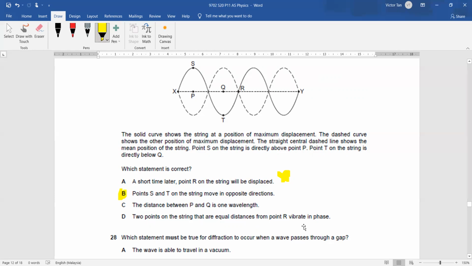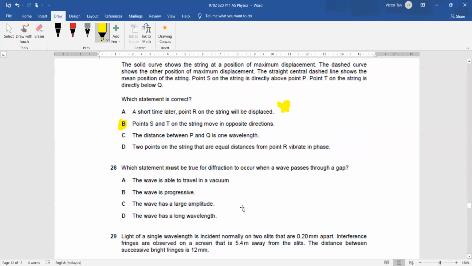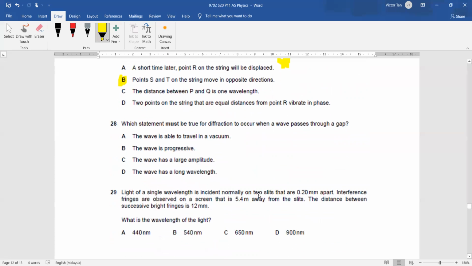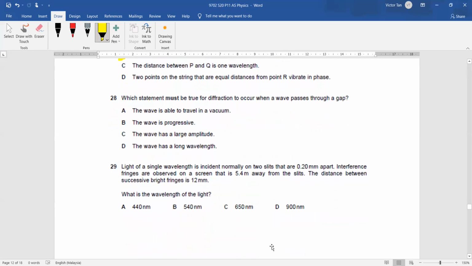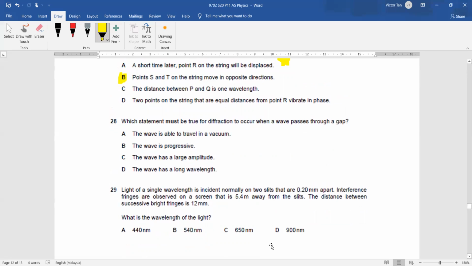So B. Which statement must be true for diffraction to occur when a wave passes through a gap? Wave has a long wavelength is the most probable answer. But if it's too long, sometimes there cannot be diffraction also. Must be true. So for diffraction to occur, the wave must be a progressive wave, not a stationary wave.